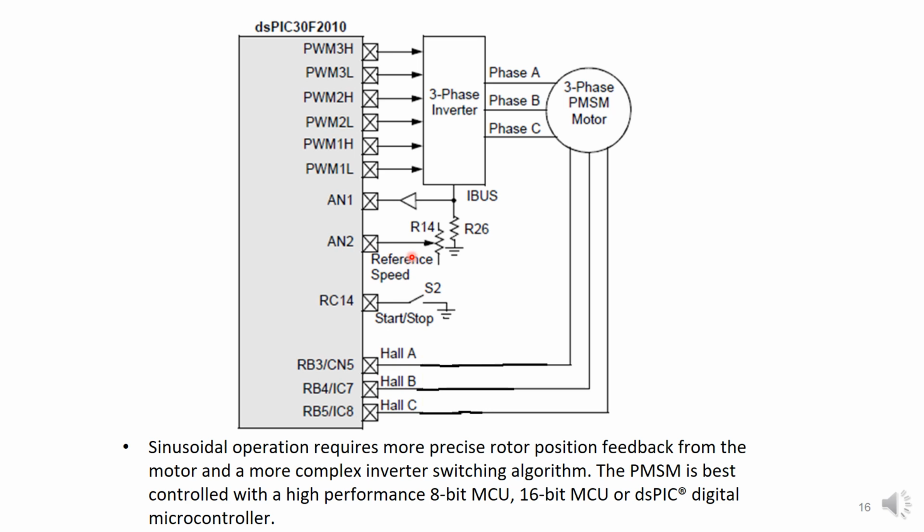This is connected to a potentiometer, which is connected to port A and 2. By adjusting the potentiometer, we can adjust the reference speed here. For the operation of this microcontroller, we need a high performance microcontroller like an 8-bit MCU or 16-bit MCU or DSP. A PIC which supports DSP operation can also be used.